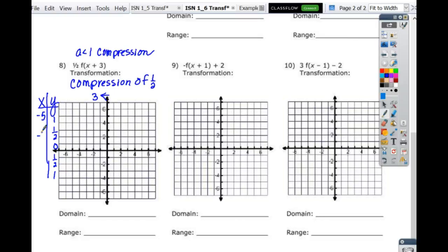Am I right so far? Minus 2 minus 3 gives me negative 5. Minus 1 minus 3 gives me negative 2. 0 minus 3, no, this is 4. Okay, so graph. This should be right now. So I get negative 5 and 1, negative 4.5.